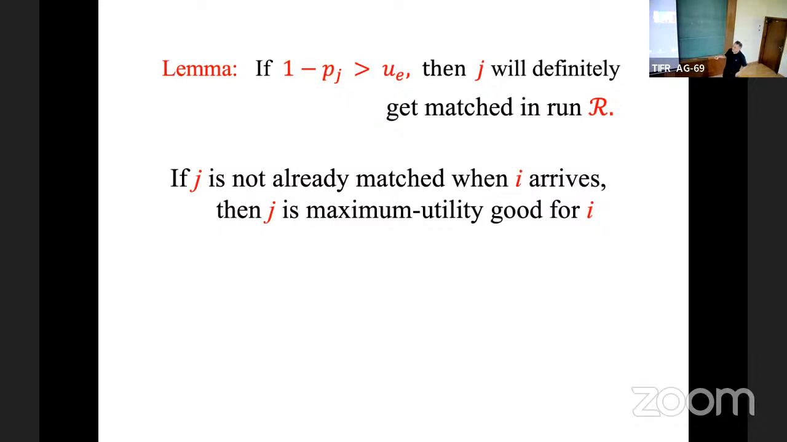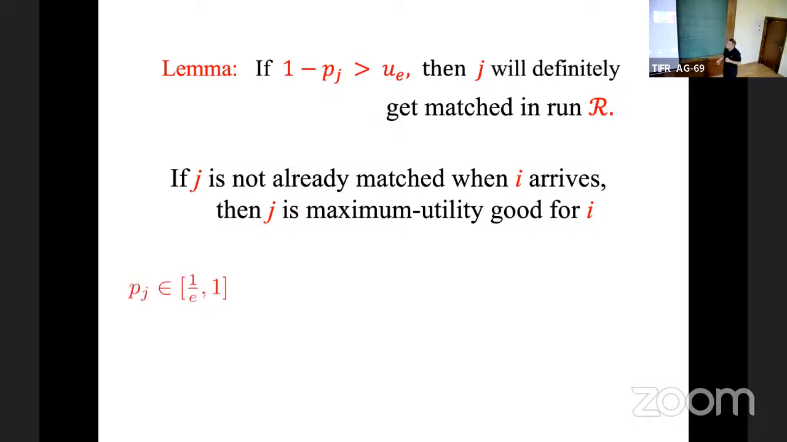because if J is not already, so look at the run R. These buyers are arriving one at a time, and suppose when I arrives, J is already matched, then there's nothing to prove. If I arrives and J is not matched, then J is giving a better utility to I than the other goods that were available in GJ. And so therefore, J will be the maximal utility good for I, right? Is that a reasonable statement? I mean, you agree with that, right? Everybody agrees with that? Okay.